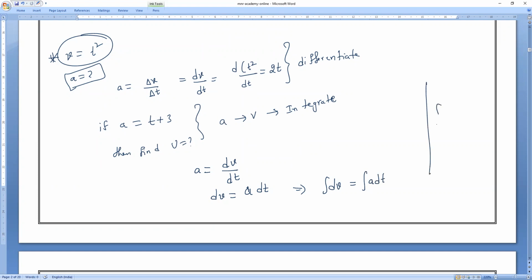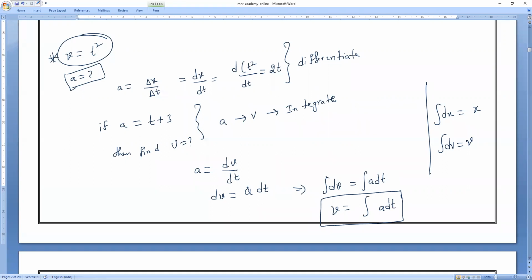We all know integration of dx, what is the answer? x. Same way, integration of dv, what is the answer? v. So v is equals to integration of a dt. This is the formula for finding the velocity from acceleration. Anyone having any doubt? Anybody can ask.